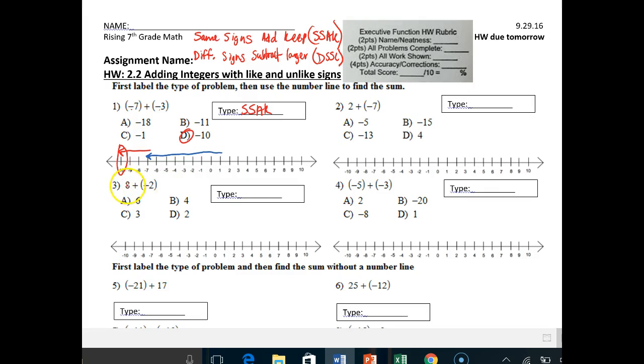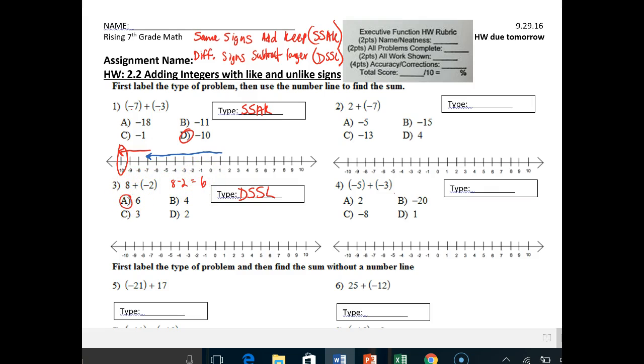All right, number 3, 8 plus negative 2. Notice I have a positive and I have a negative, so therefore I have different signs. So I write DS for different signs, SL. So that means I need to subtract them. 8 minus 2. I know it's so crazy because there's a plus sign there, but in your head you got to actually subtract. What's 8 minus 2? 8 minus 2 is 6. Now is it a positive 6 or negative 6? I have more positives, so therefore my answer is a positive 6.